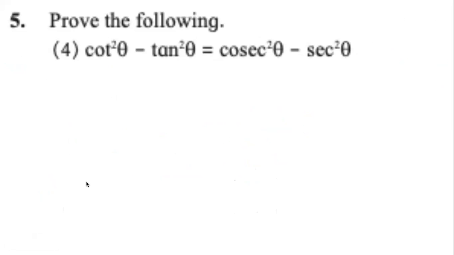Look at the question. Think about it. Connect it with various identities that we know. First, tell me what identities will you use. Then we will try to understand which side we should start from. Which identities will we use? What are the terms? Cot square, tan square, cosec square, sec square. What identities will we use?